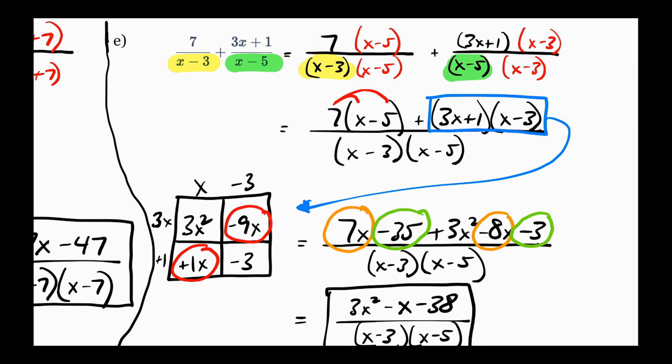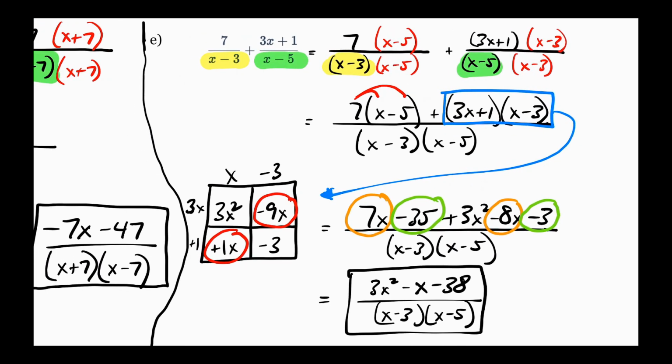Well, I had to do distributive property here and a multiplication box here. So you had to do both. So when I did distributive property, I got this answer here, 7x minus 35. And then when I did a multiplication box, I got that answer there. And then the last thing, combine like terms, and that was it.